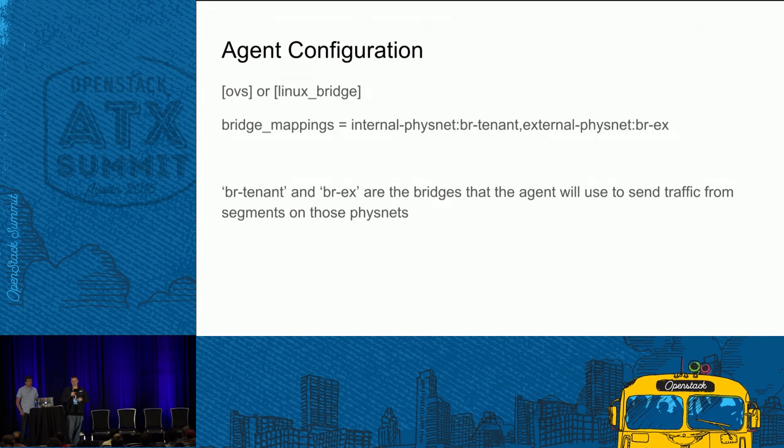On the agent side, the only thing the agent needs to know is how to map these physnets to some interface that's actually local on the compute node. So this is saying anything that's going on the internal physnet needs to be sent out on this bridge, br-tenant. Anything that's going to a network that's on the external physnet needs to be sent out this br-ex bridge. So all the agent needs is this mapping to tell it which interfaces to send traffic out when it's going to one of the corresponding physnets.